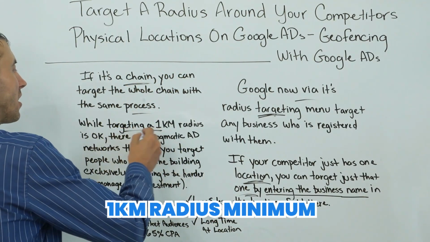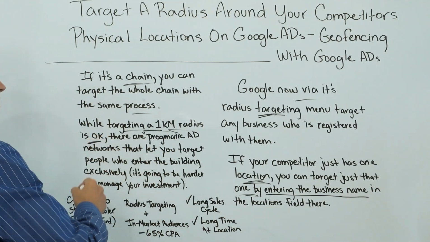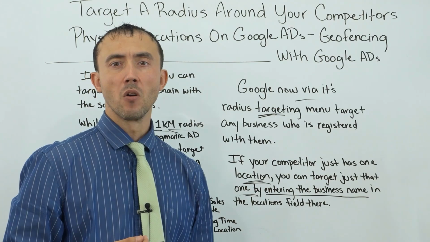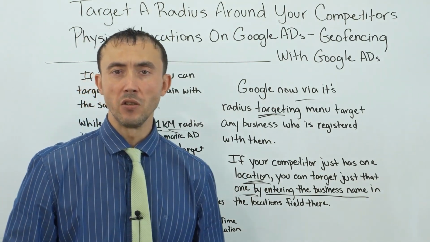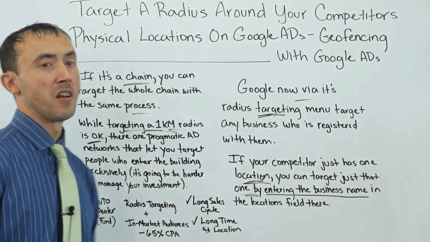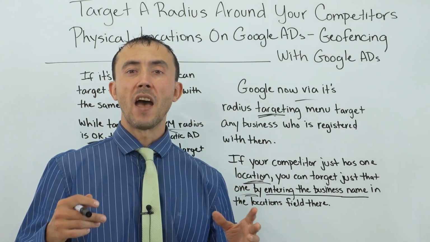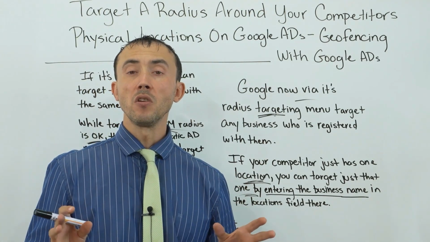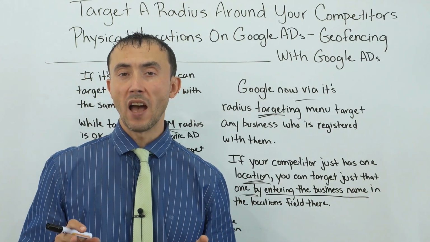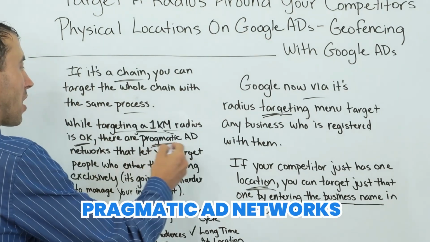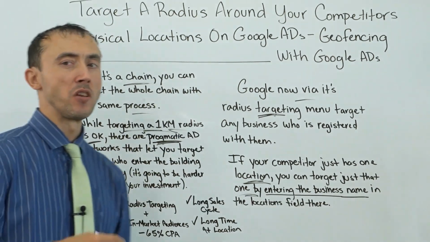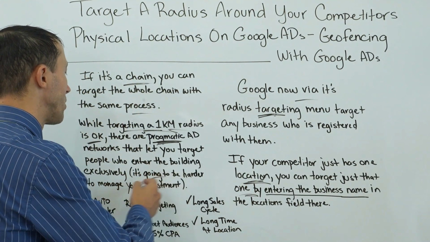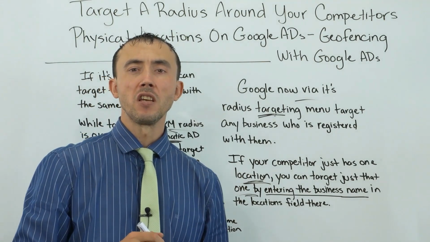So while the targeting is a 1 kilometer radius, and that's the minimum, it would be nice if it would let you do 1,000 feet or what have you. You can't unfortunately do that itself. And if you wanted to literally target people that are within the walls of a certain business, you could still do that. You can't do it with Google Ads itself, but there are programmatic ad networks out there where you can actually do this. But the downside is that you can't track your return on investment as much.